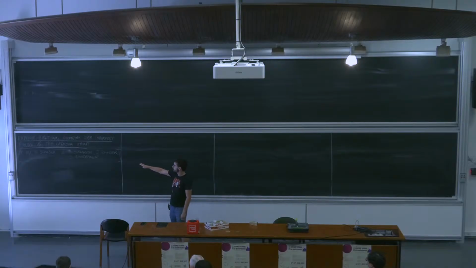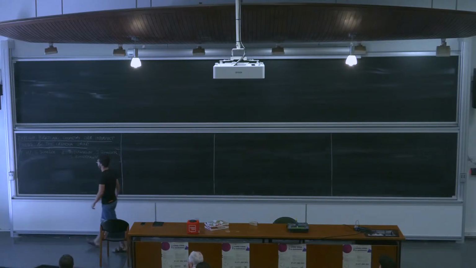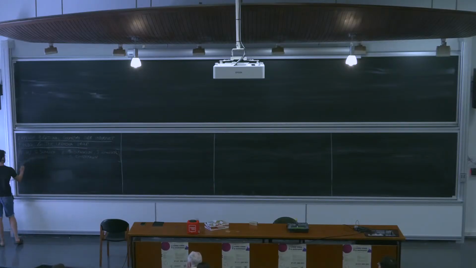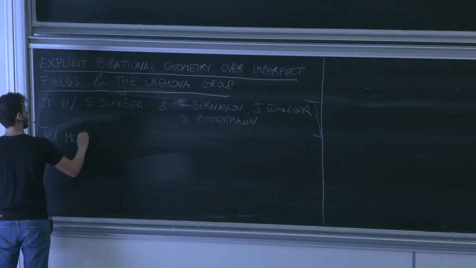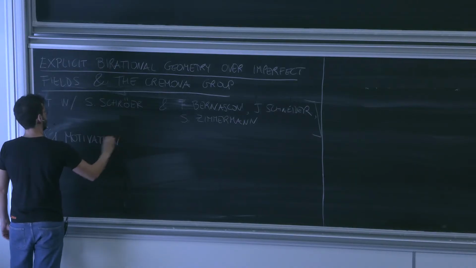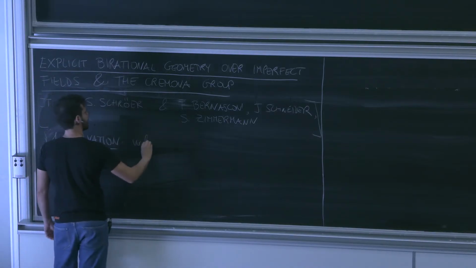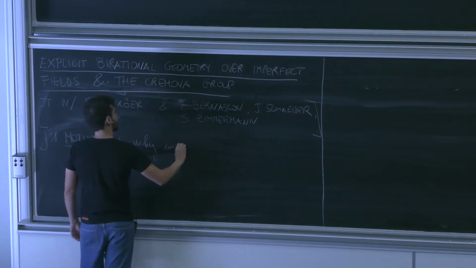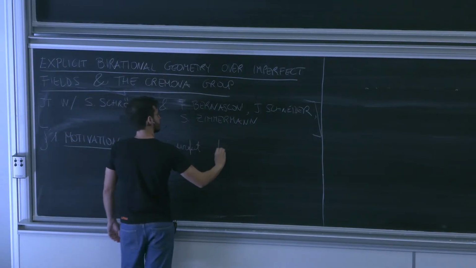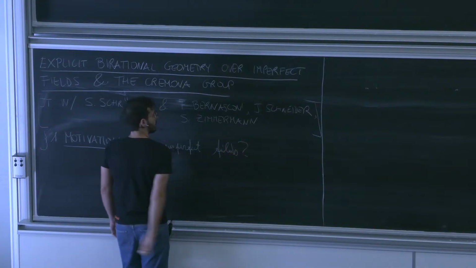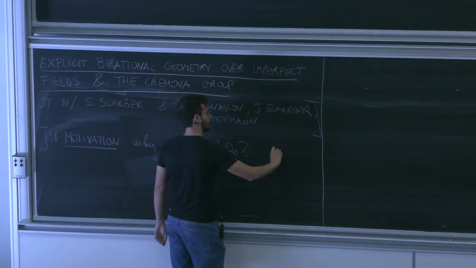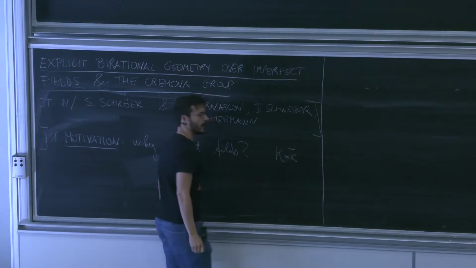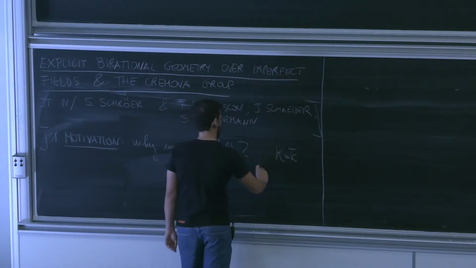And I will report about two projects, one with Stefan Schröer, and the other one with Fabio Bernasconi, Schneider, and Susanna Zimmermann. And let me start with some motivation, of course. So, why imperfect? Let me start with the geometric setting: k algebraically closed, and let's say in any characteristic.